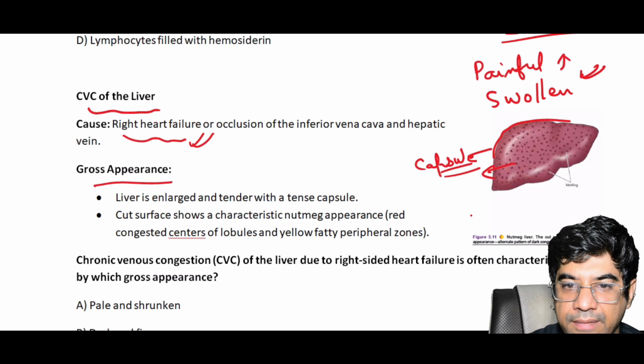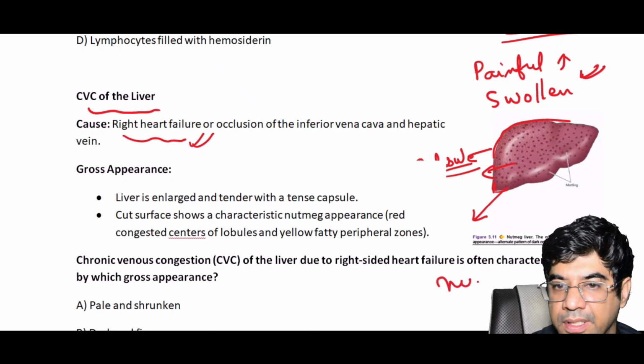So on cutting the liver, the distinctive pattern that you would see is red congested centers of lobules that are surrounded by yellow peripheral zones. So that appearance is known as nutmeg liver.